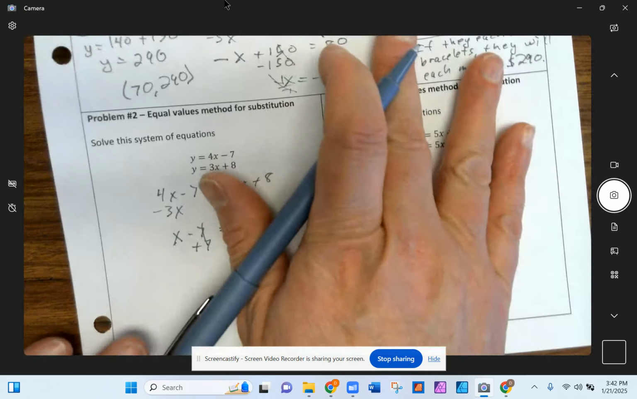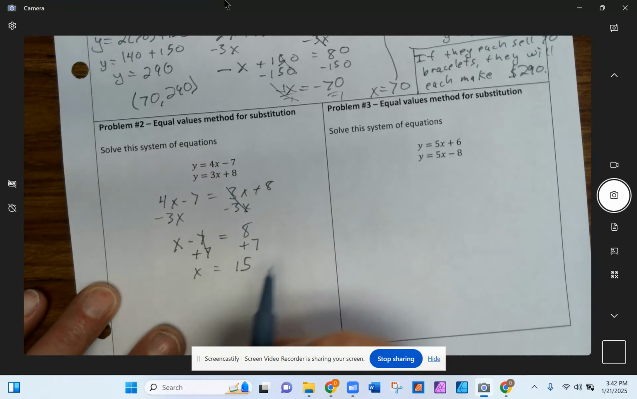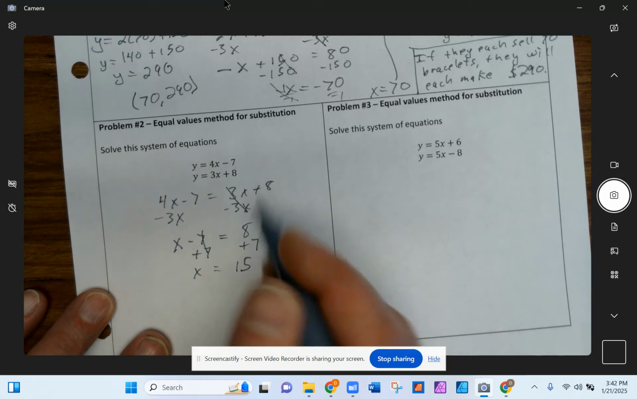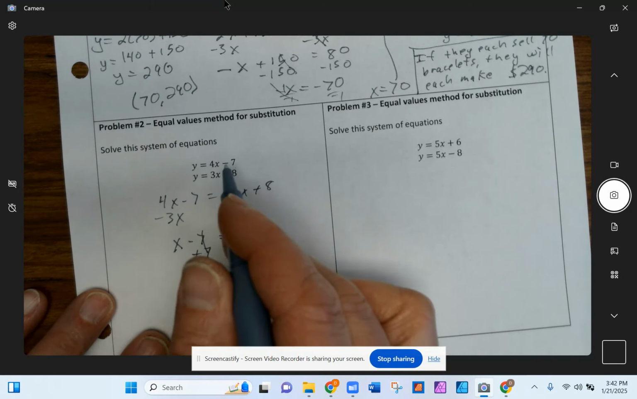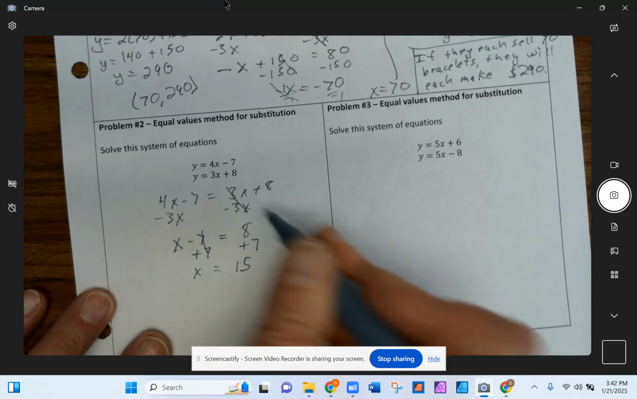I'm going to shift this up a little bit. I get x equals 15. Halfway done, because I have my x value and I need to find my y value. So I just got to plug it into one of these. Again, it doesn't matter which one, because we'll get the same answer for either one. I'm going to choose the second one.